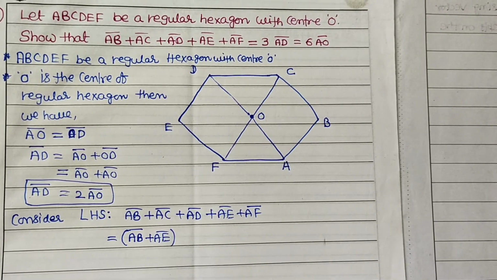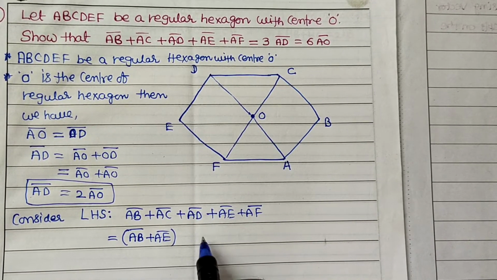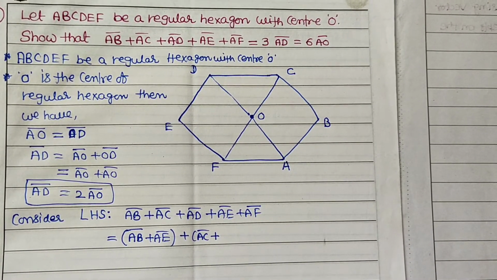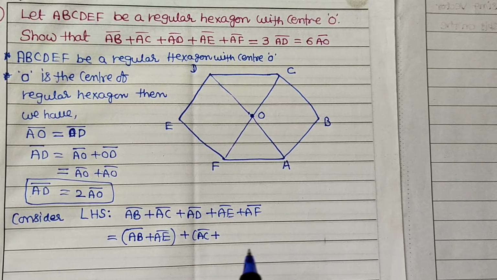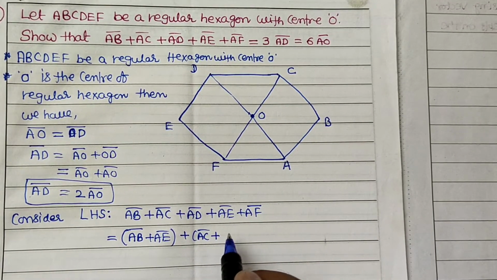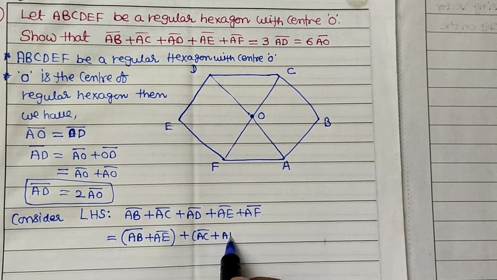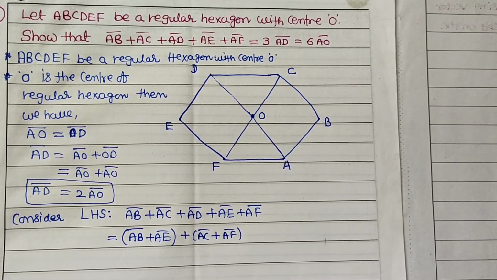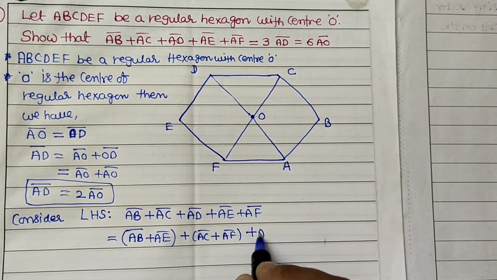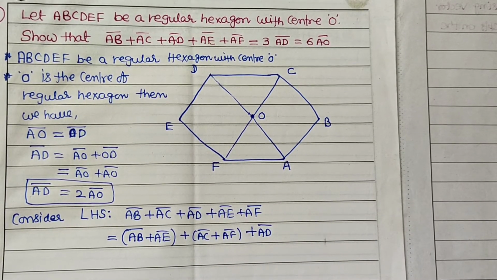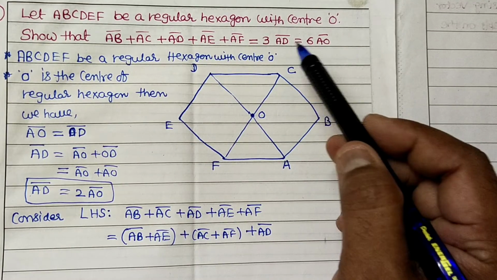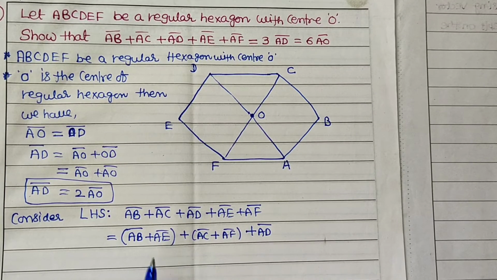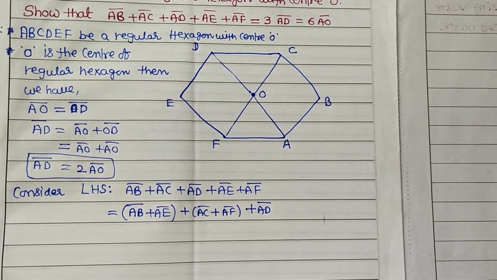Similarly, AC and AF. And AD will be like this only. Why am I not taking AD? I want to show the result in terms of AD and AO. So that is the reason AB plus AE.